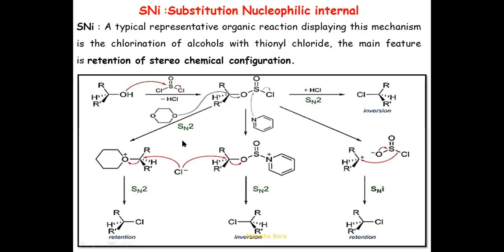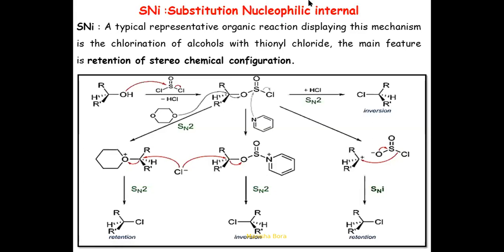So we have seen SN1, in which when the reaction takes place, there is both inversion as well as retention. In SN2 reaction, there is exclusively inversion of configuration, whereas SNi type of reactions are those where retention of configuration is observed. Generally, this reaction is observed whenever alcohol reacts with thionyl chloride.